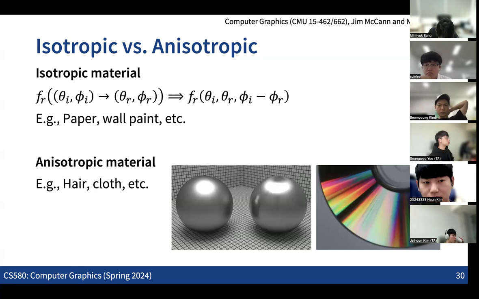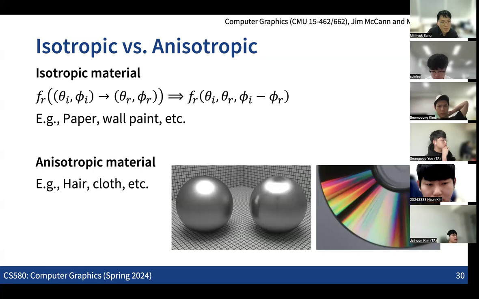But obviously there are anisotropic materials, which have some patterns over the surface. For example, a CD, hair, or clothes. For those cases we cannot define a three-parameter BRDF; those are anisotropic cases, meaning four parameters. So those are some of the basic properties we can think about for the BRDF.